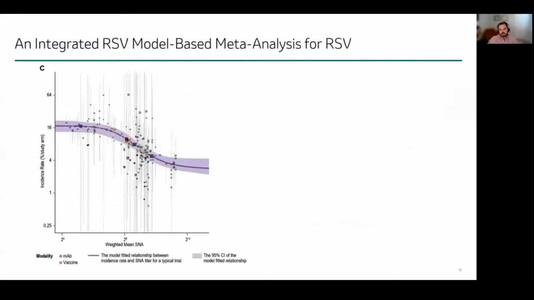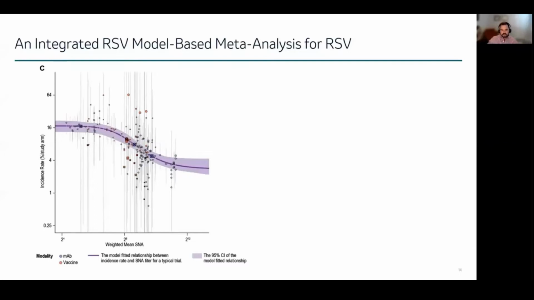So this slide shows the RSV model-based meta-analysis that was developed based on published data. So in the figure on the left, you can see our correlate of protection, neutralizing antibody titer on the x-axis, and then incidence of RSV on the y-axis. And each data point represents a study arm that's extracted from our review, where red points come from vaccine studies and blue points come from monoclonal antibody studies.